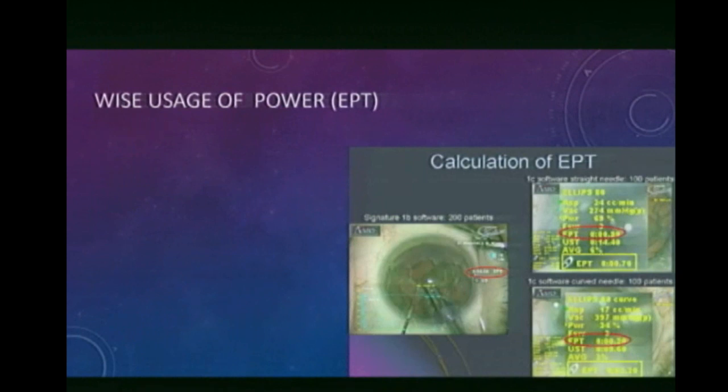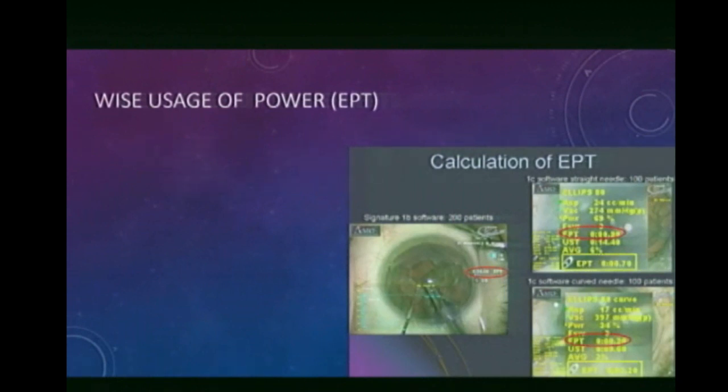Of course, wise usage of the power is very important for the safety of the endothelial cell count. As much as you can, use the least amount of power. Every phaco machine calculates the effective phaco time, EPT. After each surgery, it calculates how much power you used during the surgery, how many seconds, and what percent you used the power. Make it an interesting and fun thing for you.